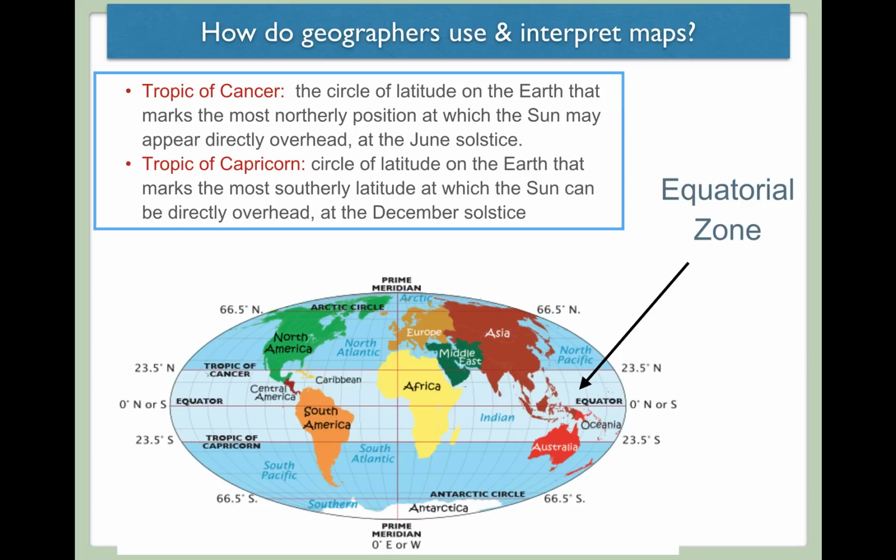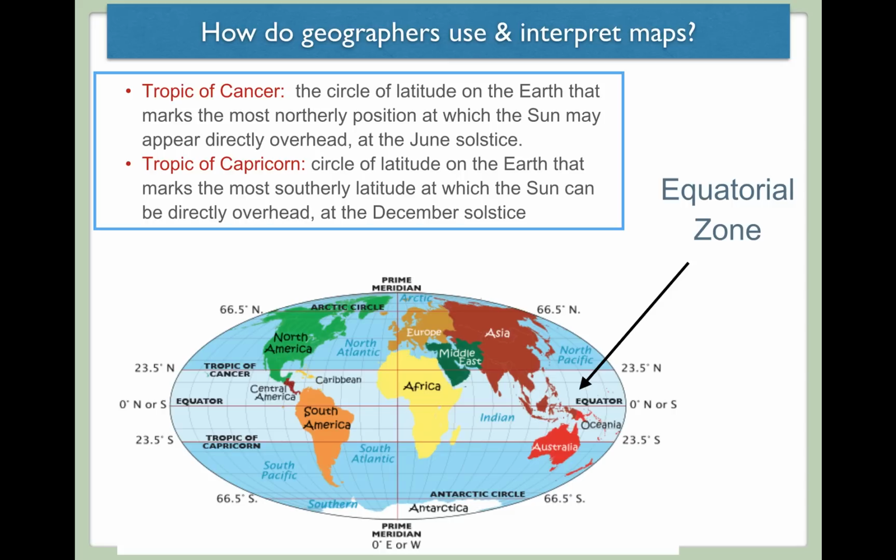There are two lines that are located approximately 23.5 degrees north latitude and 23.5 degrees south latitude. These lines are known as the Tropic of Cancer and the Tropic of Capricorn. I'm going to give you the formal definition and then we're going to talk about a little bit more common understanding. Formal definitions: we've got the term Tropic of Cancer on the left. On the right, we have the circle of latitude on the Earth that marks the most northerly point at which the sun may appear directly overhead at the June solstice.